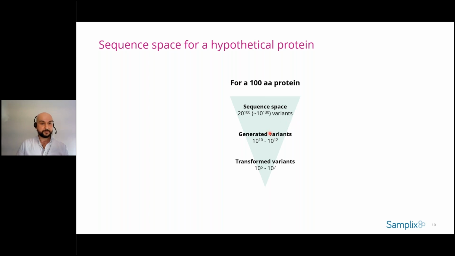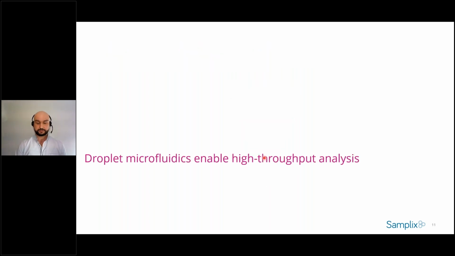So in a typical diversity generation phase, these numbers are generated, for example, in an error-prone PCR. These variants are generated, and then afterwards, due to the transformation limitation, this is the number of variants that we can screen. So in order to still screen this very high number of variants, at Samplix, we developed droplet microfluidics that enable high throughput analysis.